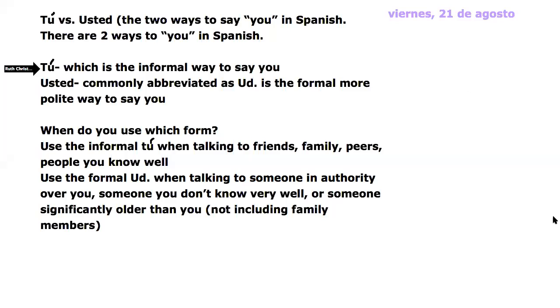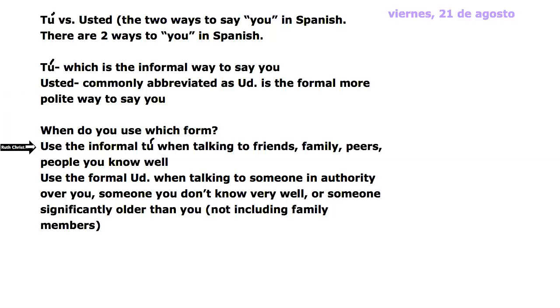Okay, so today we're going to talk about the two ways to say you in Spanish, the informal way and the formal way. So tú versus usted. There are two ways to say you in Spanish. Tú is the informal way, and usted, commonly abbreviated as Ud., is the formal, more polite way to say you. So do you just use either one, however or whenever you want to use it, arbitrarily? No, there are actually some guidelines of when to use each form.